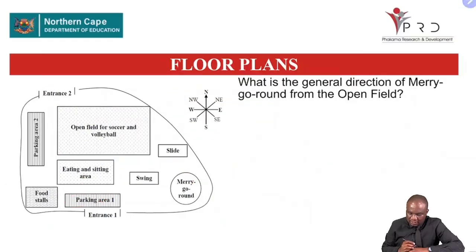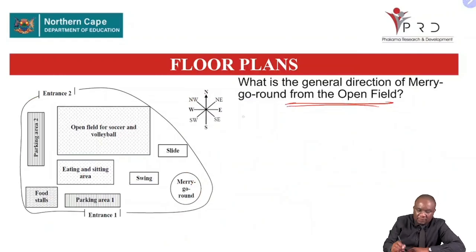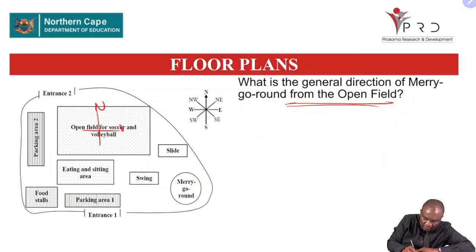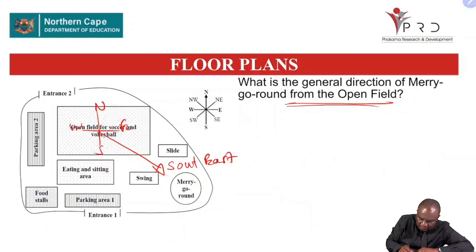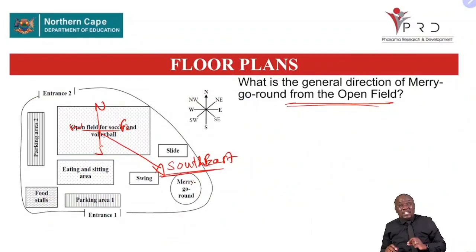Right? And then what is the general direction of the merry-go-round from the open field? That's where your compass must be. From the open field, take your compass there. North, east, never ever smoke weed. Then where is the merry-go-round? This side. So this should be southeast. Okay, that's the direction of the merry-go-round from the open field.